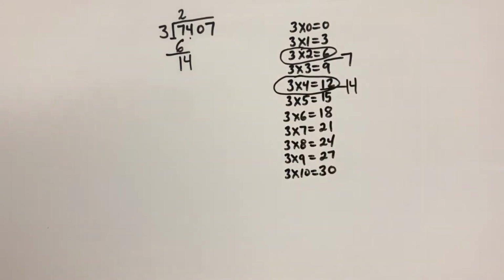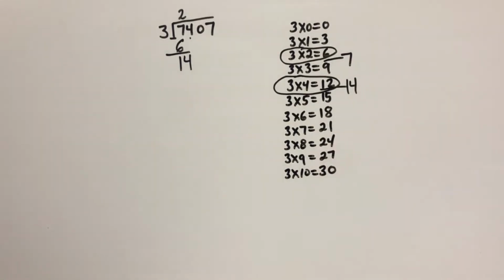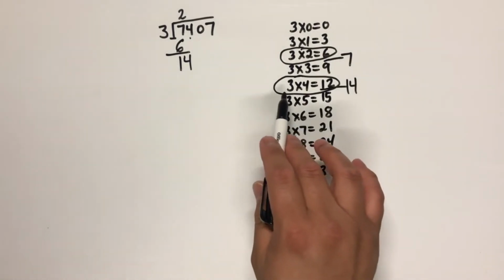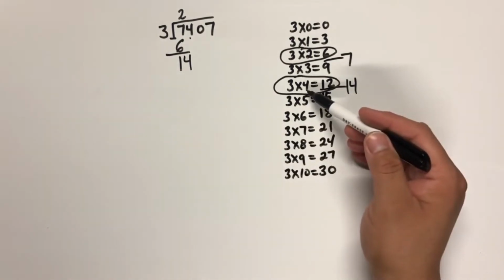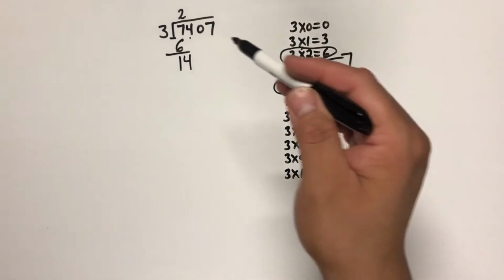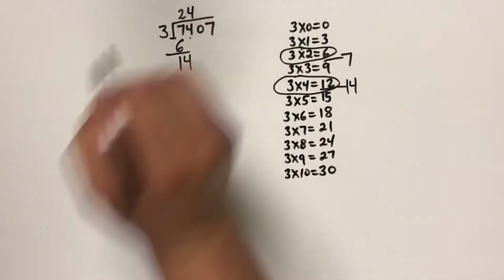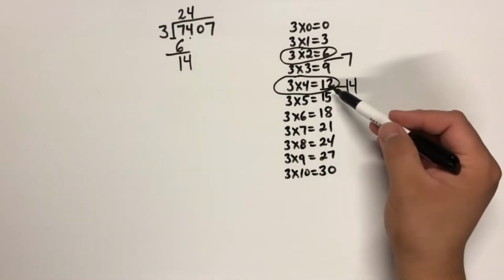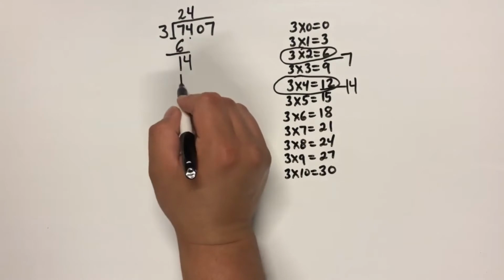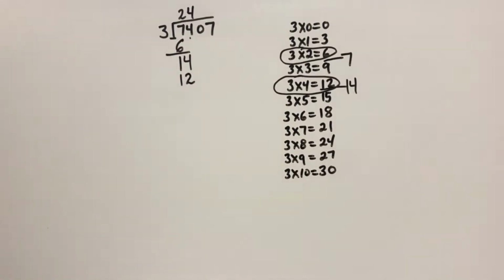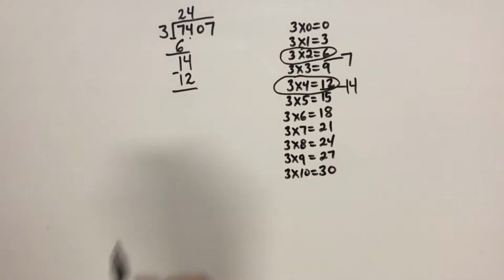So I'm going to circle the entire expression 3 times 4 equals 12. There. I'm going to use those numbers over here. So this 3 that we see right here is this 3 that we see right here. And this 4 right here goes on top of the 4 right here. And this 12 that we see right here goes underneath the number 14, like so. And then I perform a subtraction of those two numbers. 14 minus 12 is 2.